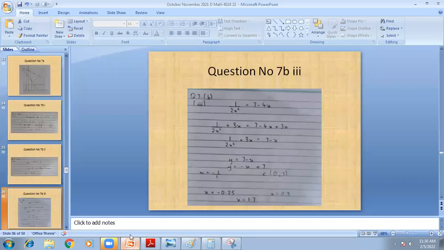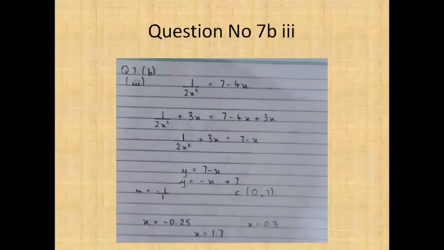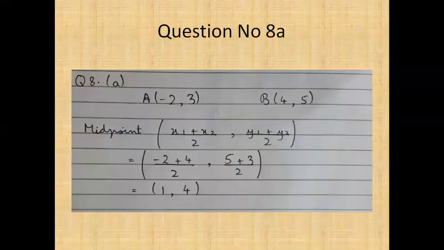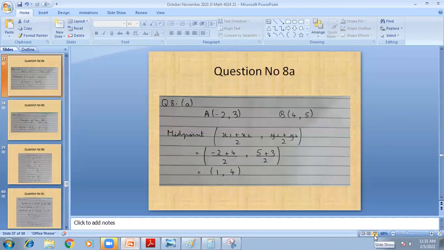Okay, so here we go. The extreme points, the coordinates are given: (-2, 3) and (4, 5). Midpoint is (x1 plus x2) by 2, comma, (y1 plus y2) divided by 2. So you will have (-2 plus 4) divided by 2, comma, (5 plus 3) divided by 2, and it will be (1, 4). So the coordinates of the midpoint will be (1, 4).